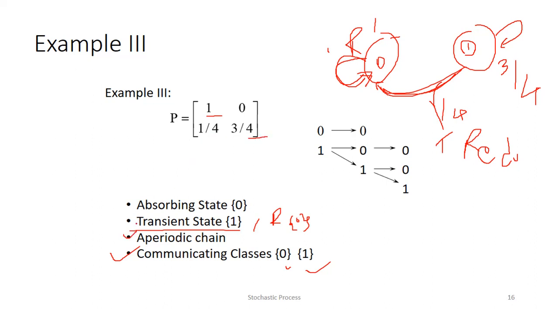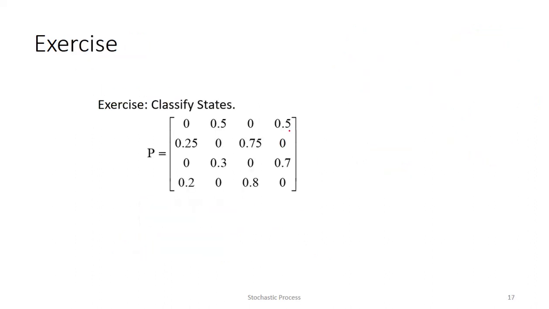Now we can check for the absorbing state. Absorbing state means, since this is reducible, when you take the 0 class, there is no possibility of going from 0 to 1, so it is an absorbing state. Now we can see another example.